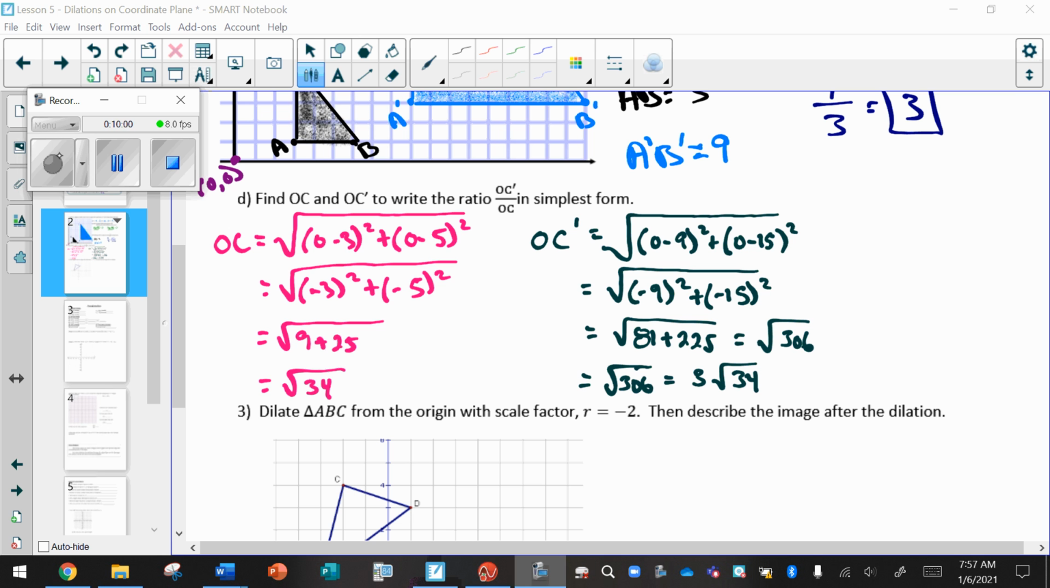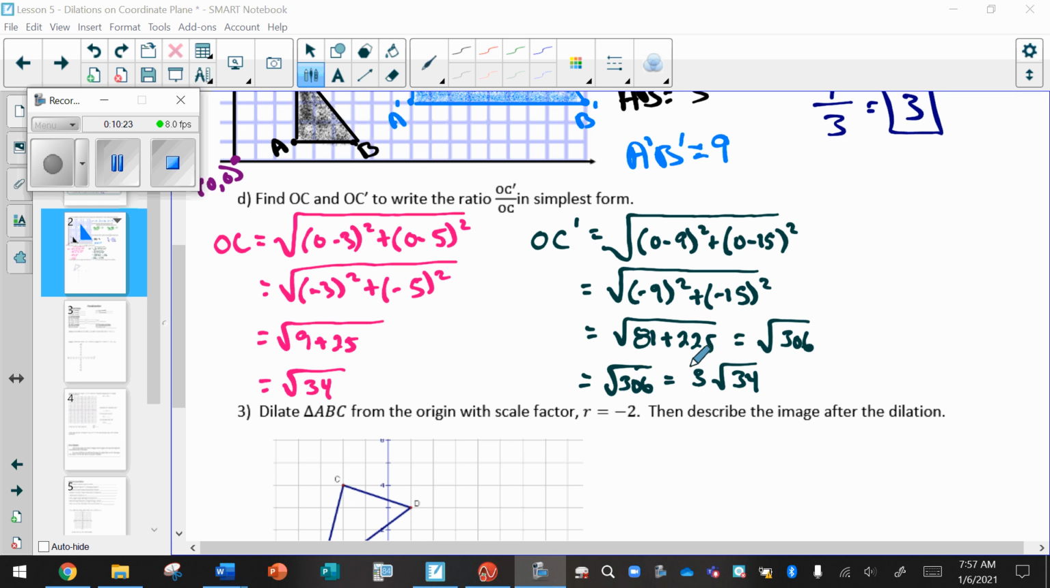So if you're using the right points and using the right formulas, then we should get that OC is equal to radical 34, and then OC prime ends up equaling radical 306. Simplifying the radical 306, we end up with 3 radical 34. So it does show that OC prime is 3 times longer than the pre-image OC.